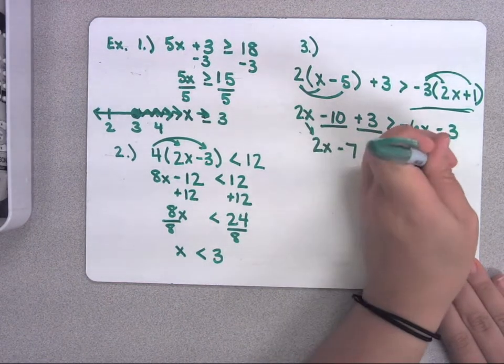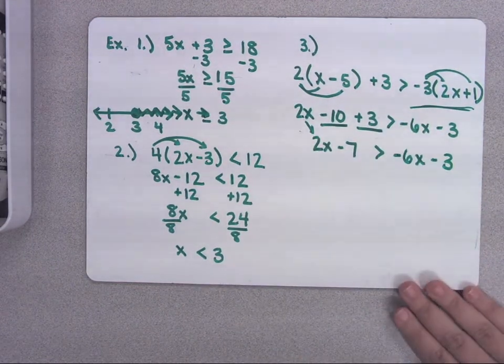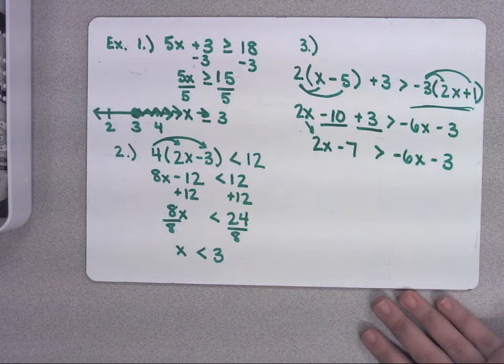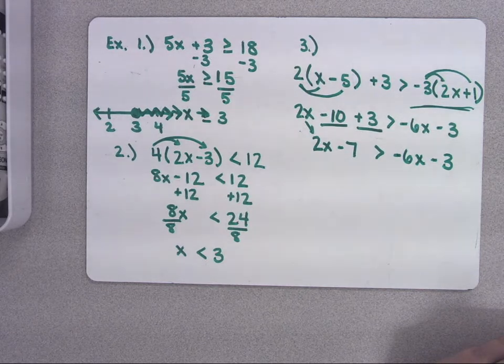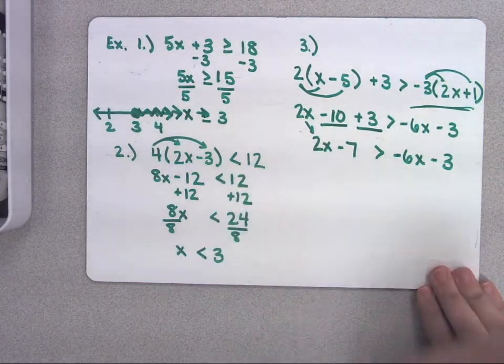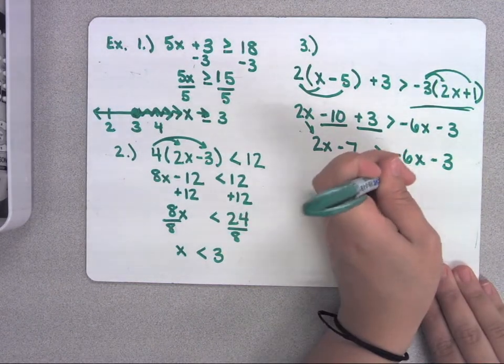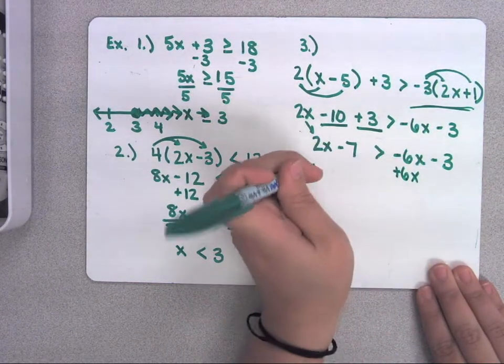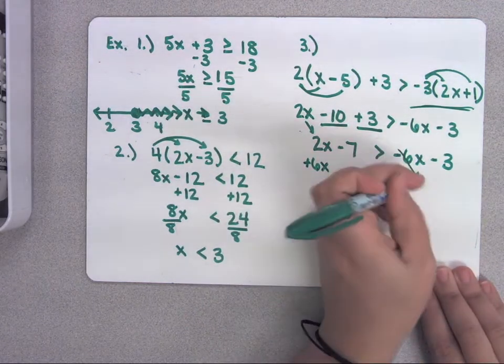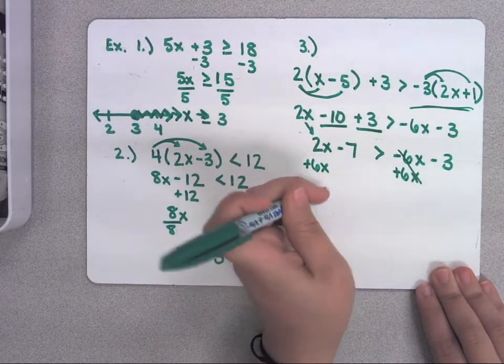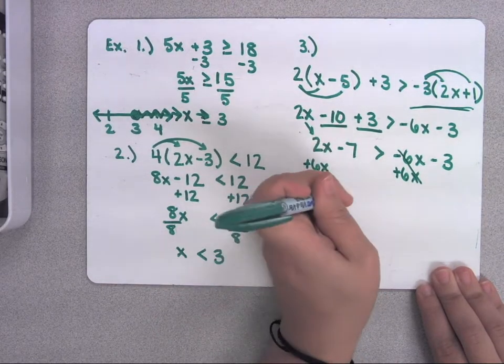Negative 6x minus 3. When I have variables on both sides and whole numbers on both sides, what should I move first? Ooh, no. You're going to move the variables first. Which variable am I going to move? Negative 6x. I'm going to take it and move it over here by doing what? Yep, so add 6x only to the x's. They cancel out over here. 6x and 2x. Bring down my minus 7.